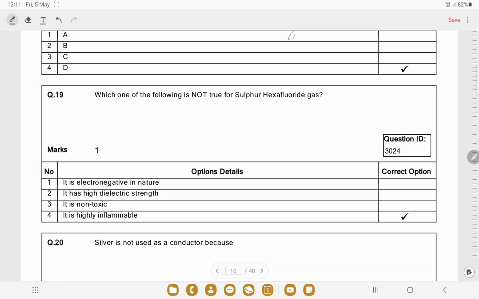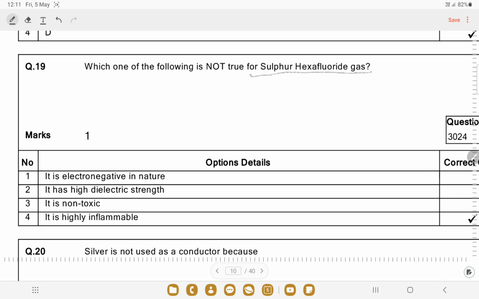Next, we have which one of the following is not true for sulfur hexafluoride? Not true. So from the options we can say yes, it is always electronegative in nature. It has high dielectric strength. It is non-toxic. It is highly inflammable. This is not true because it is non-inflammable. Sulfur hexafluoride gases are non-inflammable. So our correct option will be option 4, that is, it is highly inflammable.